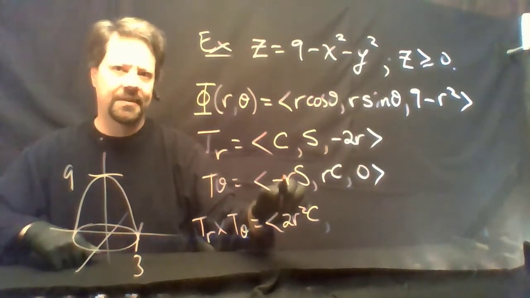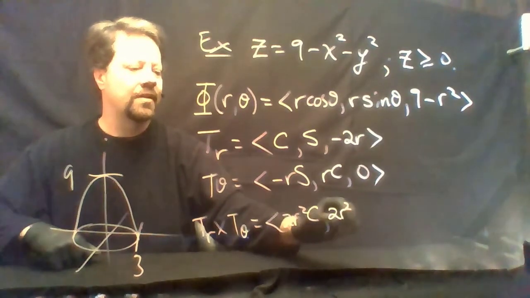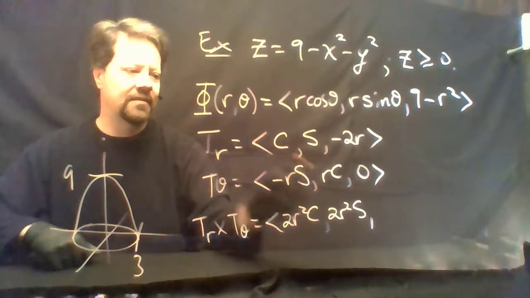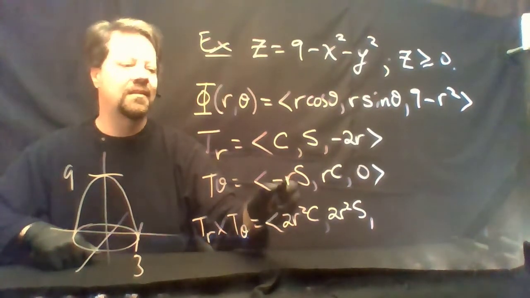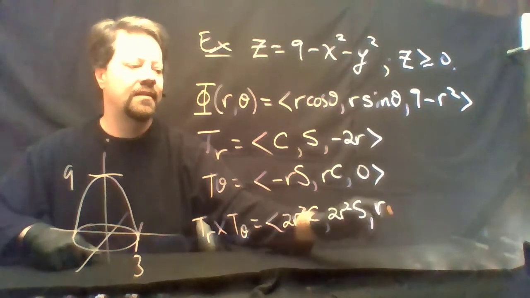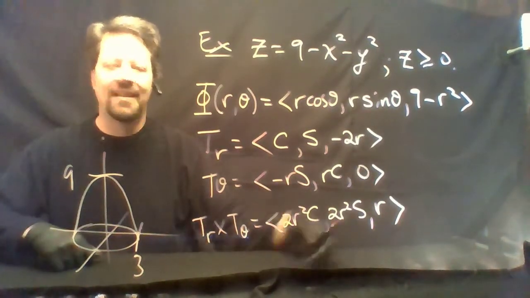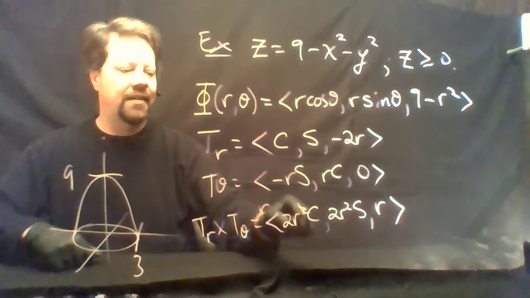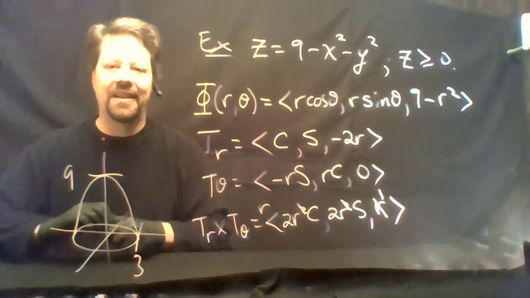minus, minus, minus, minus, 4 minuses, 2r squared sine theta, and then we'll use a Pythagorean identity here. R cosine squared theta minus a negative is plus r sine squared theta. That reduces to r. Note that we can factor an r out of each coordinate, and that will simplify the calculation of the norm.